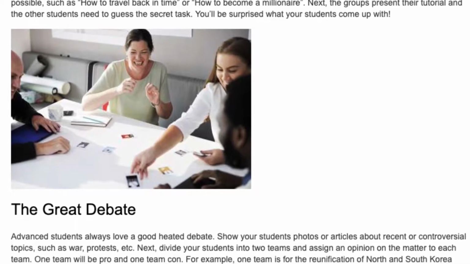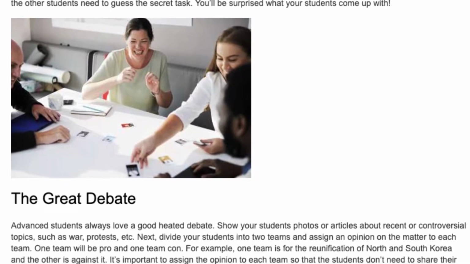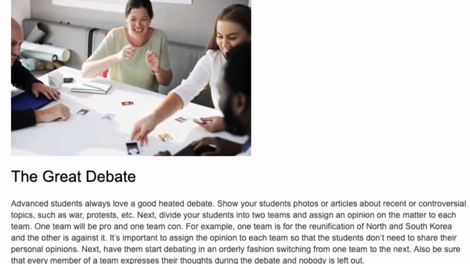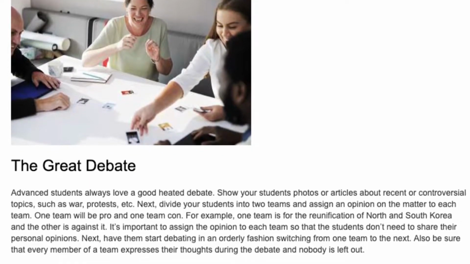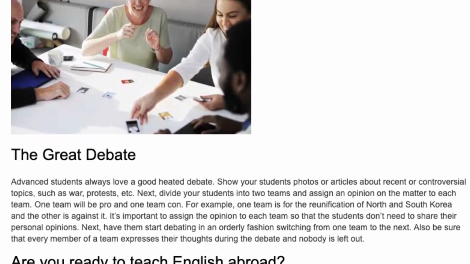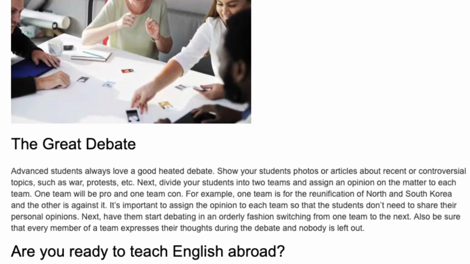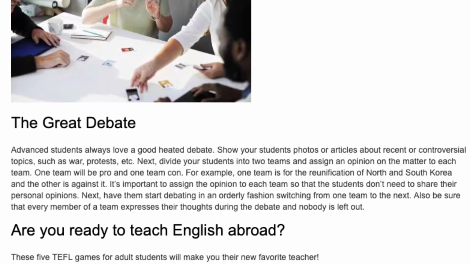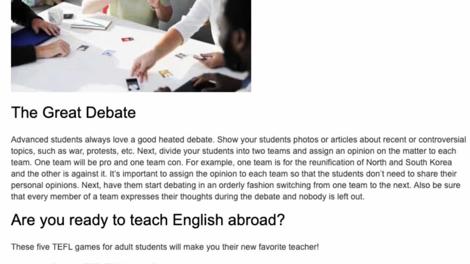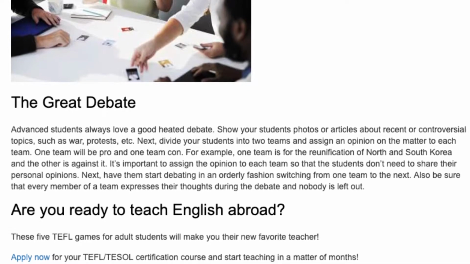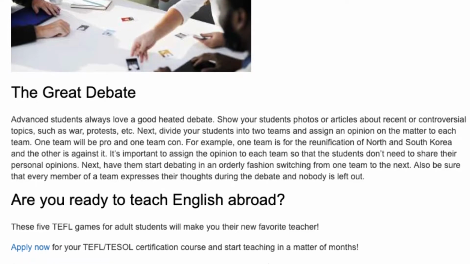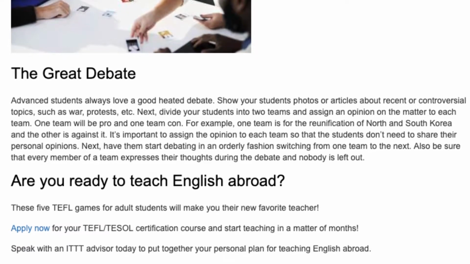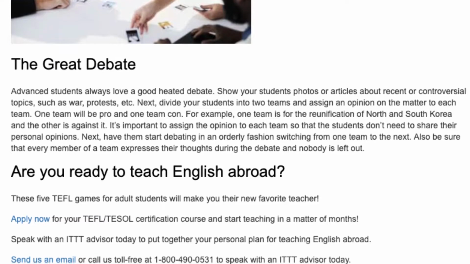The great debate. Advanced students always love a good heated debate. Show your students photos or articles about recent or controversial topics, such as war, protests, etc. Next, divide your students into 2 teams and assign an opinion on the matter to each team. 1 team will be pro and 1 team con. For example, 1 team is for the reunification of North and South Korea, and the other is against it. It's important to assign the opinion to each team so that the students don't need to share their personal opinions.